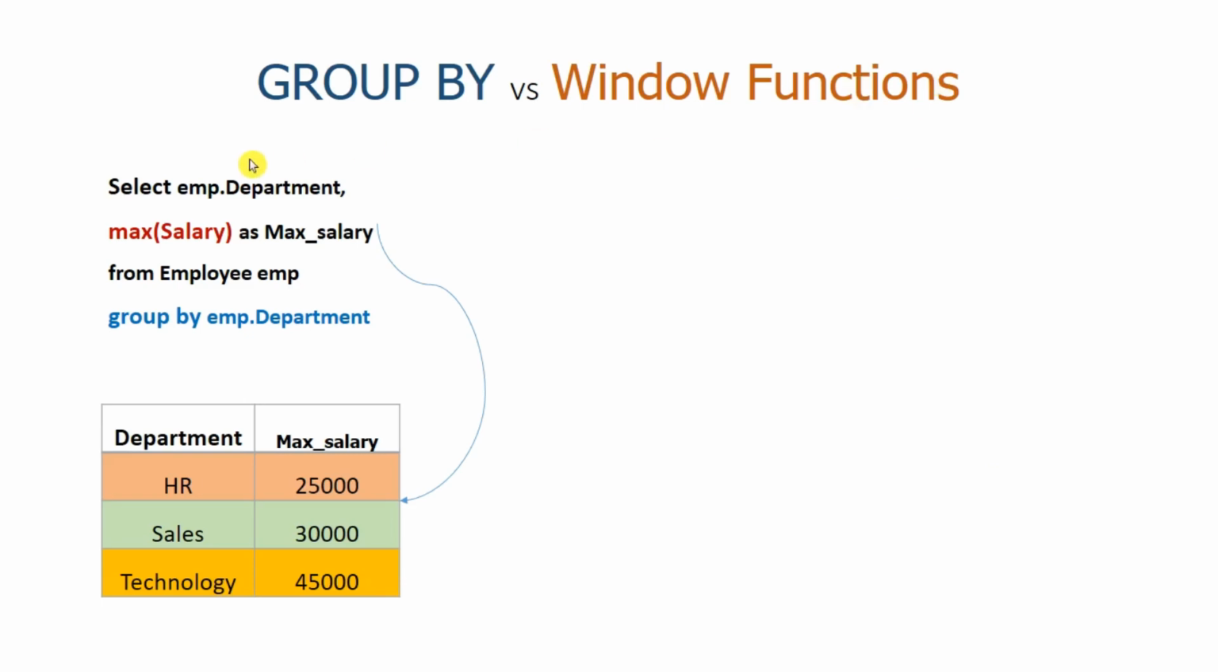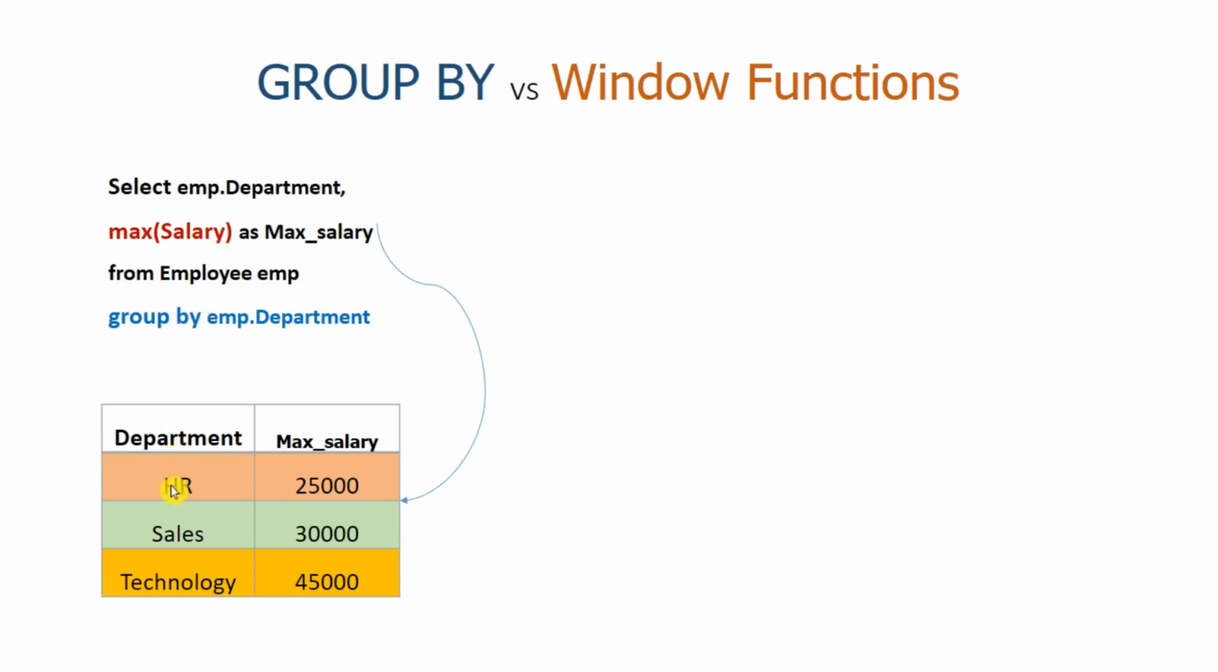So looking at this group by, we said we want to find the maximum salary in this department. So what we did was we said select emp.department. So this emp is coming from the employee table, and this emp is the alias. So we said emp.department, then we call out the maximum salary as max salary. Then from employee, then we group by the employee department.